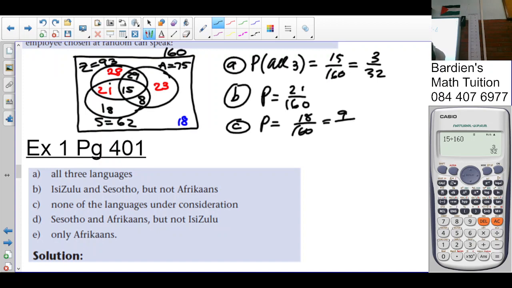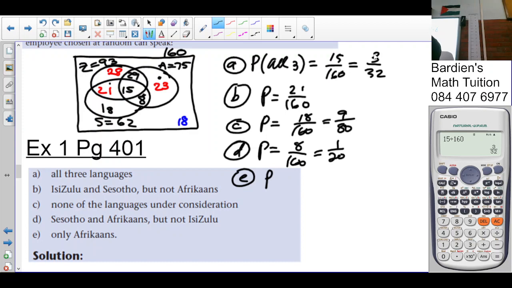D. Sotho and Afrikaans, but not Zulu. So it's going to be 8. So the probability will be 8 out of 160, which is 1 out of 20. And E, Afrikaans only, which is that one there. Afrikaans only. It's going to give you 23 out of 160.